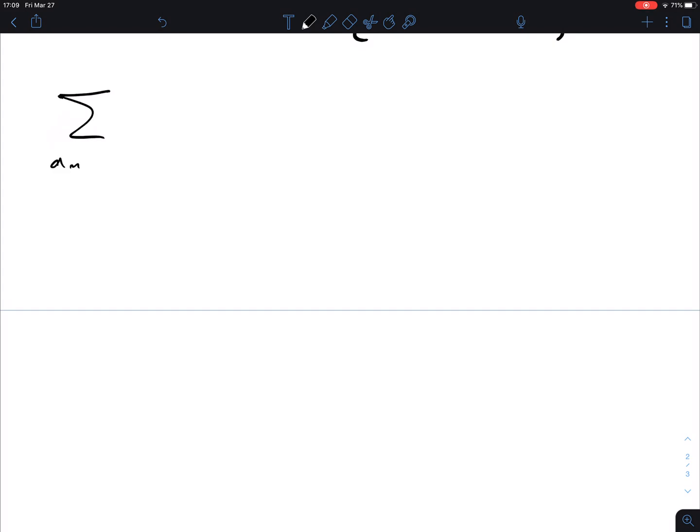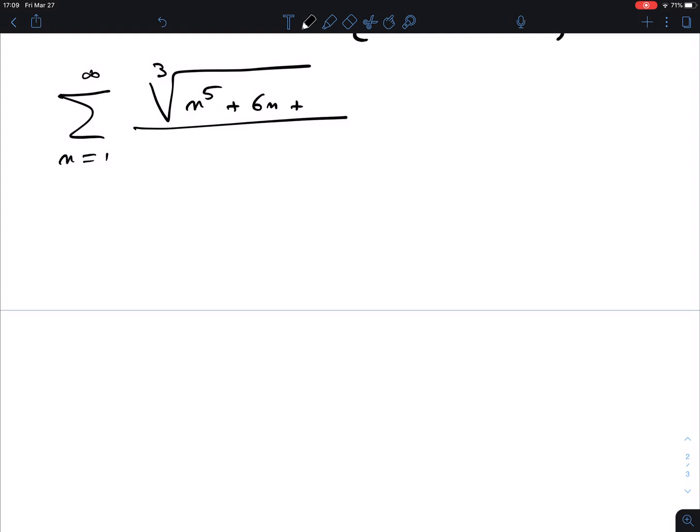Okay. Here's another example that might make you say, oh no, what is this? So here is, what about this guy? n going from 1 to infinity. You're not going to like this, because I'm going to put in roots. The cube root of n to the fifth plus 6n plus 1, say, divided by the fifth root of n to the 12th plus 4. Oh my god. No, not really.